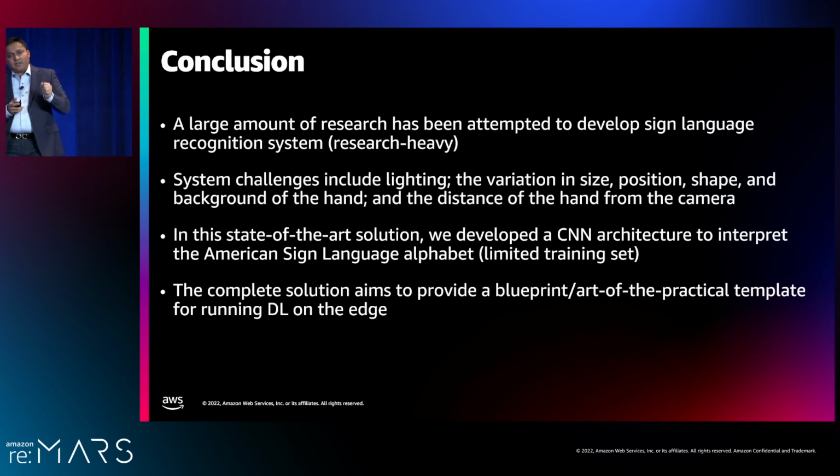Next is, in this state of the art solution, we designed a CNN based architecture where we can interpret American Sign Language alphabets. We did it using transfer learning, using Amazon SageMaker's built-in image classification model. Again, your use case might be totally different, but still this complete solution provides a blueprint, a practical template which you can use to deploy a deep learning image classification model at the edge.